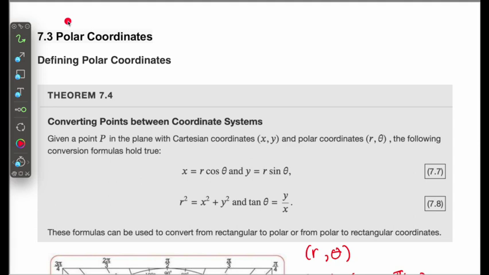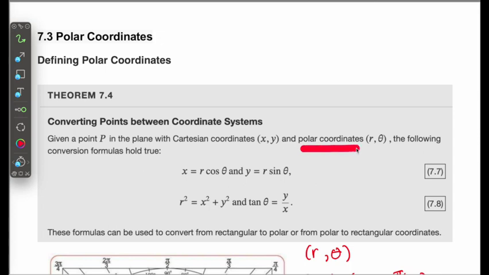In this lesson, we are going to start talking about polar coordinates. Now, polar coordinates is a different kind of system of graphing. What we typically use is XY, where we have a horizontal value and a vertical value, and then we look to see where they cross on the grid.